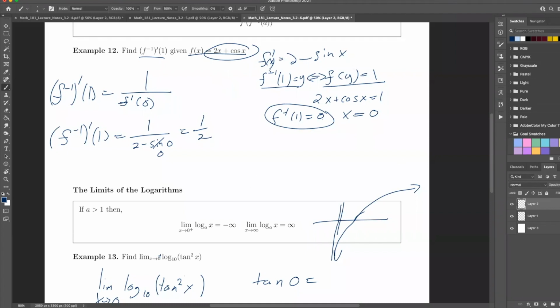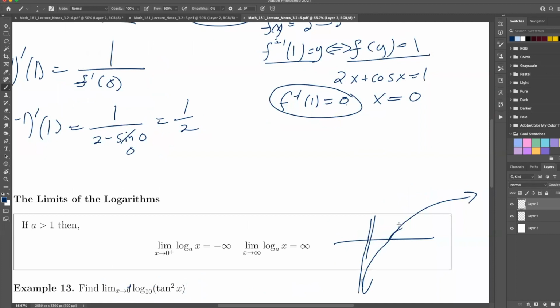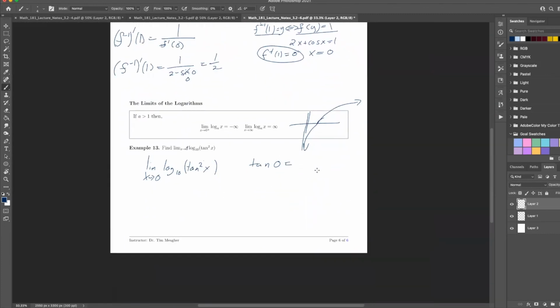So it's tangent of zero. Tangent of zero is sine over cosine. So I think tangent of zero is zero, isn't it? Yeah, it's zero. All right, so here tangent of zero is zero. So tangent squared of zero, zero times zero is still zero, right? But notice this is not only zero, but x goes to zero.